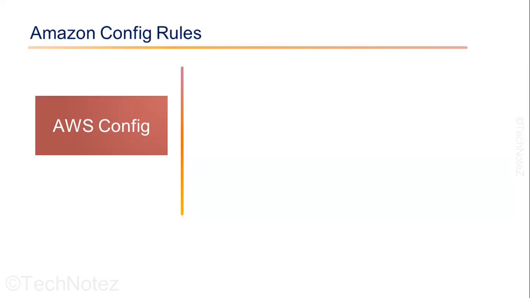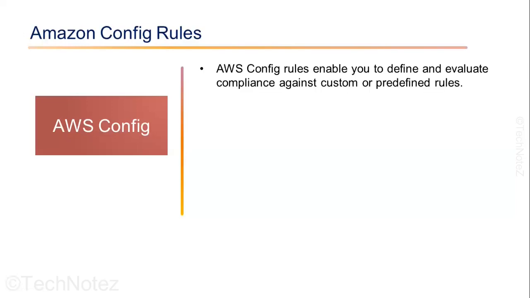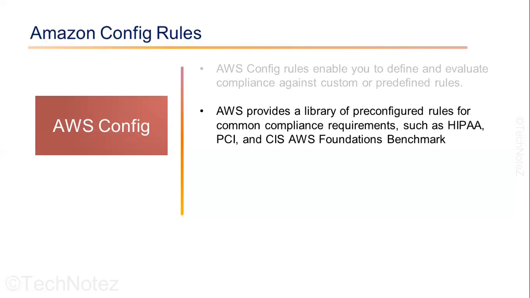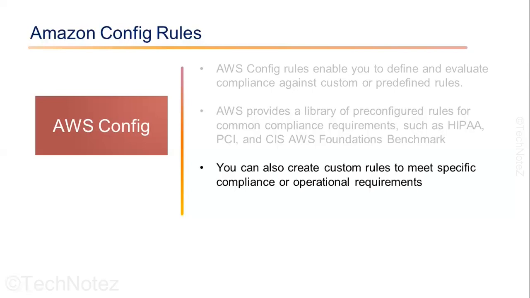Config rules are the most important tool of the AWS Config service. AWS Config rules enable you to define and evaluate compliance against custom or predefined rules. You can evaluate the configuration of your resources based on the configuration rules that you have created. AWS provides a library of pre-configured rules for common compliance requirements such as HIPAA, PCI, and the CIS AWS Foundations Benchmark. You can also create custom rules to meet your specific compliance or operational requirements.